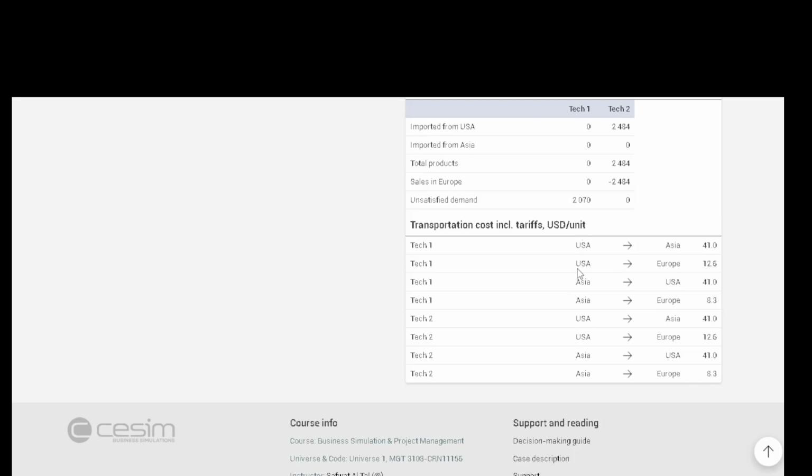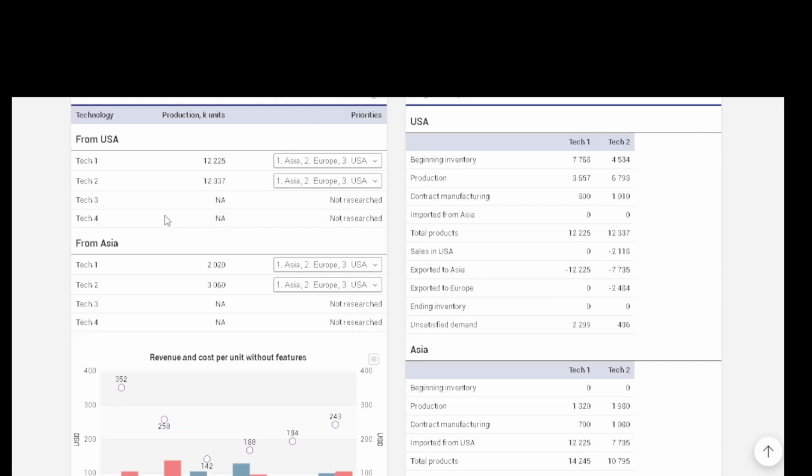So we shall use USA, Europe, then Europe to Asia. Or we can also say Asia to USA is also $41. So if you want to transport goods, we shall use Asia to Europe and then lastly to USA. So that's it about logistics.